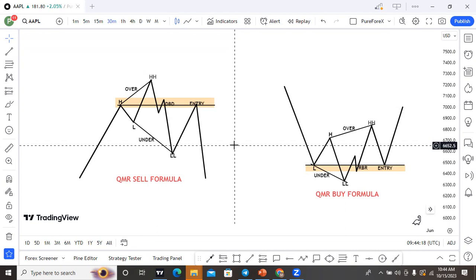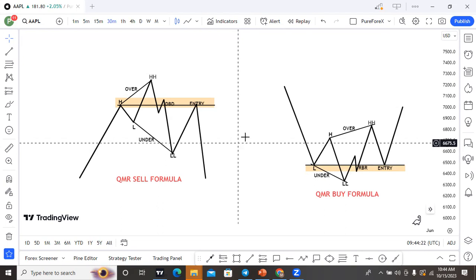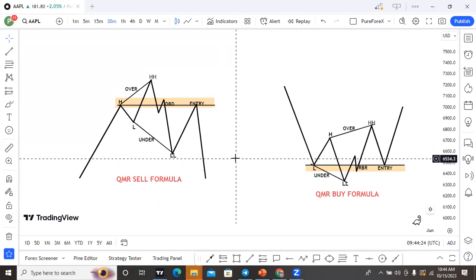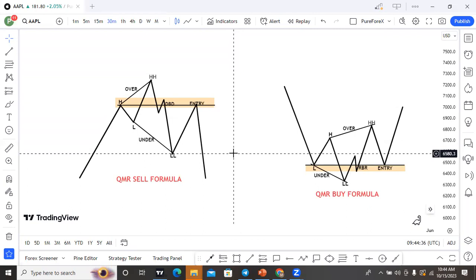A QMR or Quasimodo reversal is one of the most profitable chart patterns in the Forex market. It repeats itself all the time and in all time frames. The key is to identify and, most importantly, react to it when the trading opportunity arises. So guys, let us look at the concept of a Quasimodo reversal.